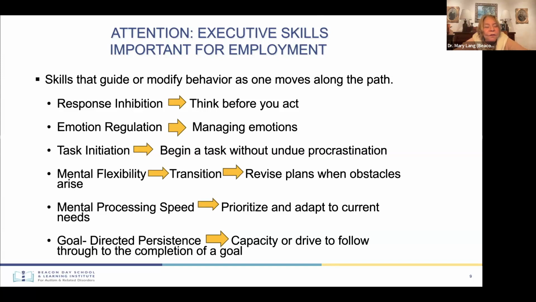And of course, this all relates to goal-directed persistence and the capacity to follow through with the goals that you set for yourself or someone else sets for you, because it's in a class, a job, how many baskets you can make in basketball. And I should tell you, I've never played basketball, so I don't know, but it's a good example.